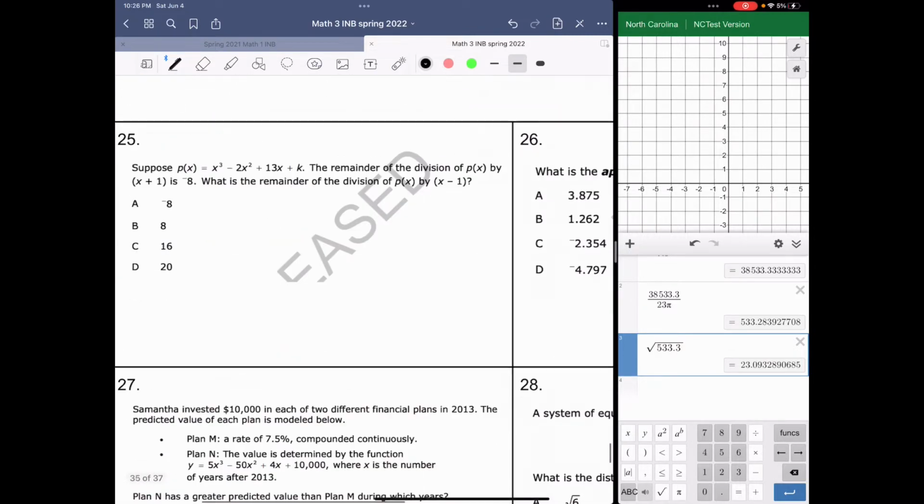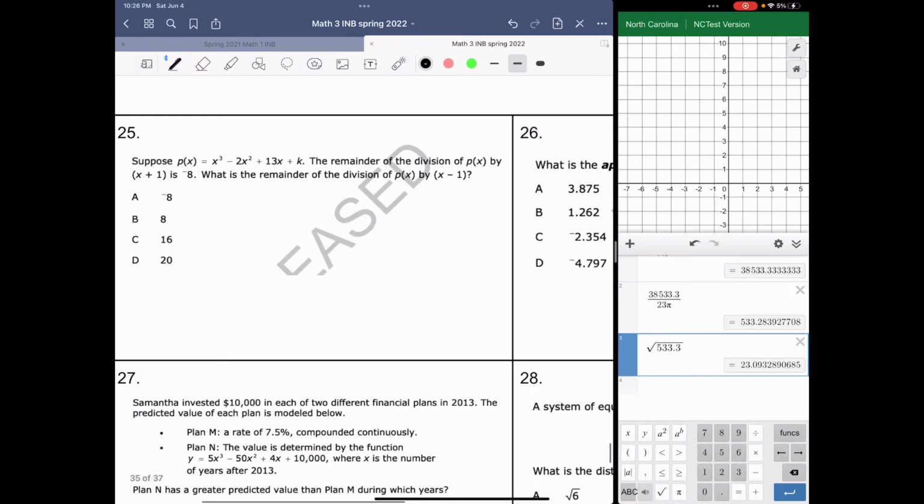All right, so for number 25, it says, suppose we have this polynomial. Now, the key to this polynomial is we're missing the constant, which they labeled as K. It says the remainder of the division, if we divide it by x plus 1, is negative 8. What is the remainder of the division if they divide it by x minus 1? So this is a two-step. The first thing we've got to do is figure out what K is. Once we can figure out K, then we divide it by this polynomial.